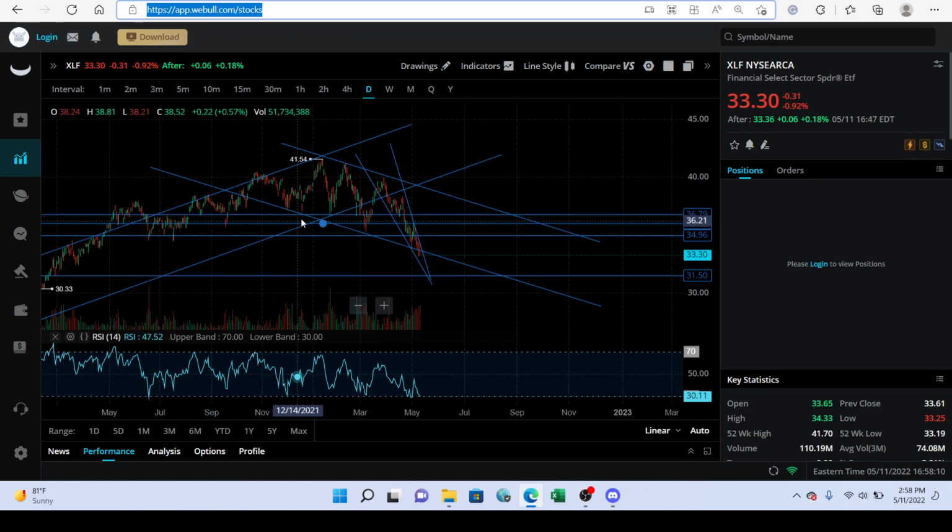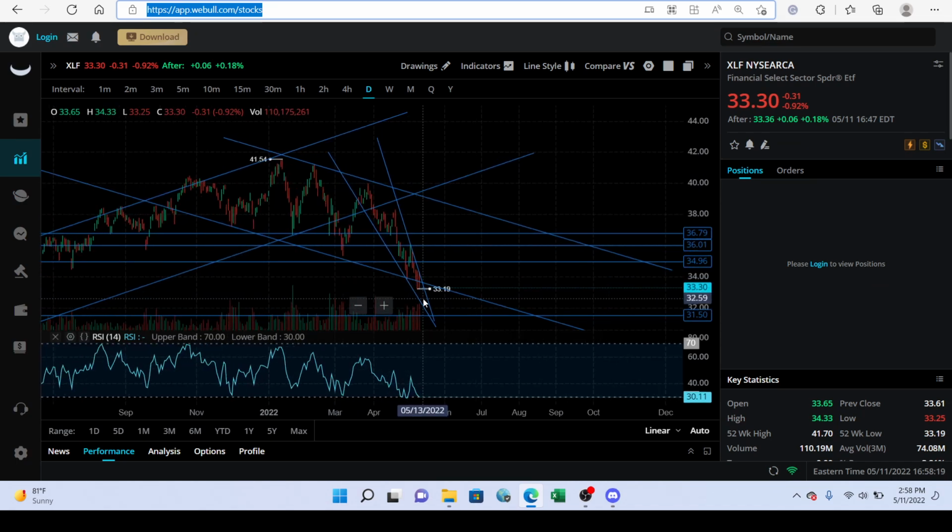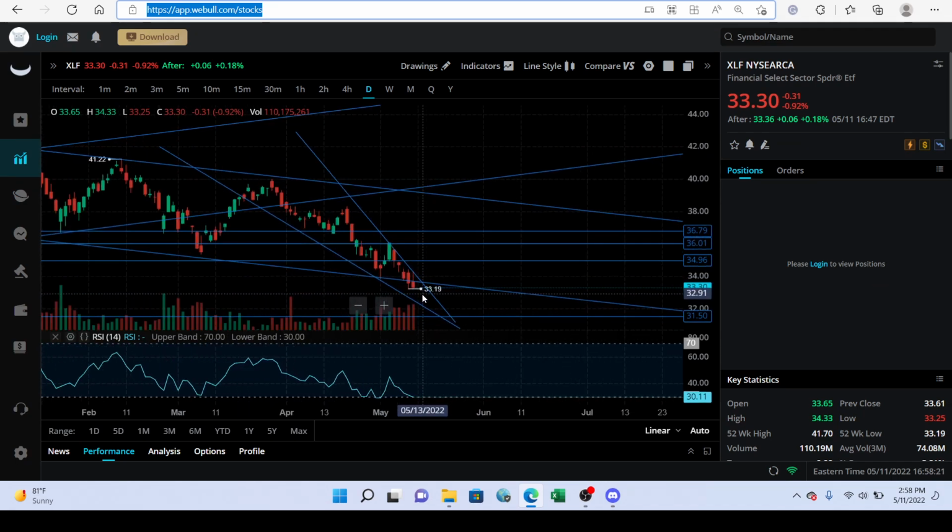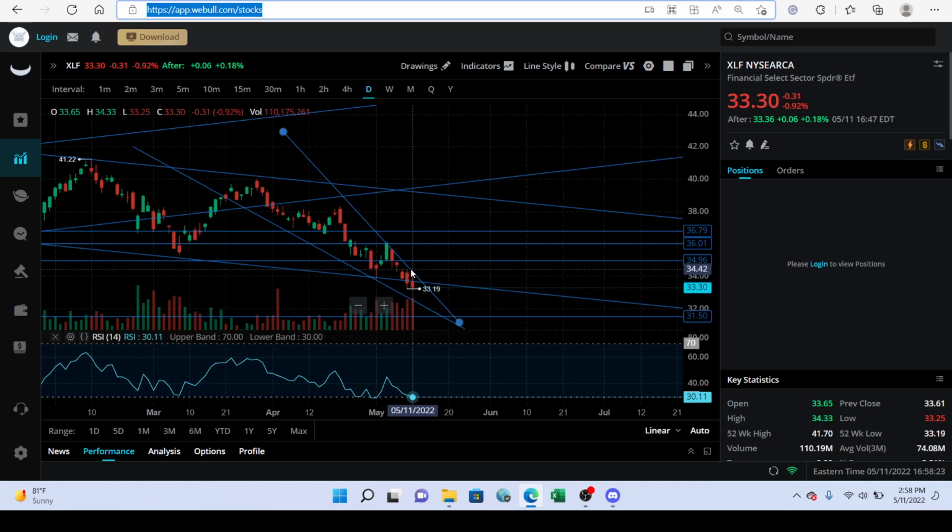Now we see this trend line. We bounced off it plenty of times before. Right here, right here, right here, right here. But this time we knifed below it. So I'm going to zoom in here. And we knifed on a shooting star type pattern. So this to me is a little bit worrisome.